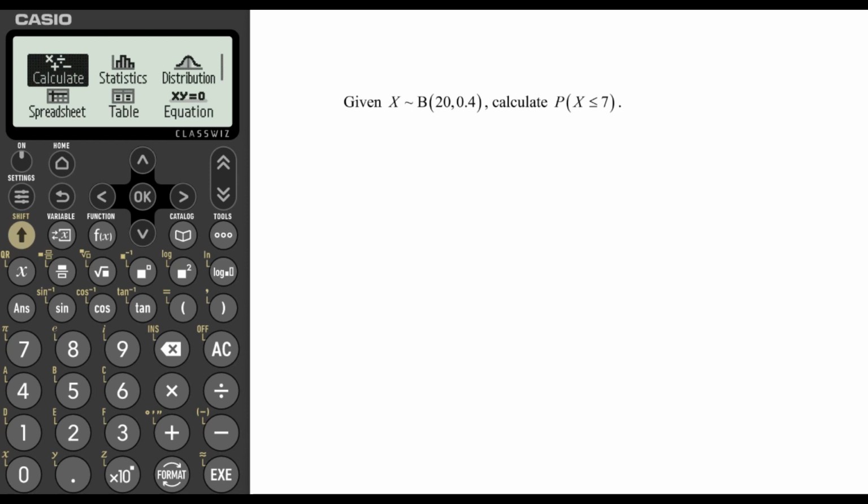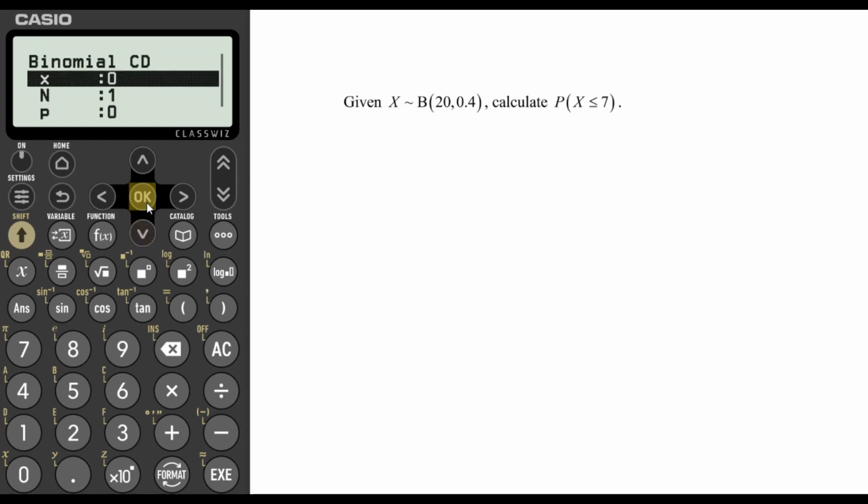We can use our calculator to work with binomial distributions. Now in this example we are given that x is binomially distributed with parameters 20 and 0.4, and with this we have to calculate the probability that x is less than or equal to 7. From the main menu, go to the distribution sub-menu, scroll down to binomial CD.